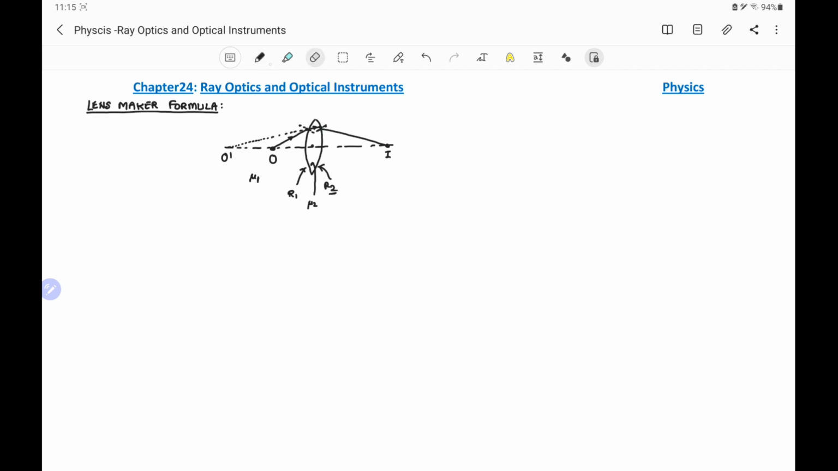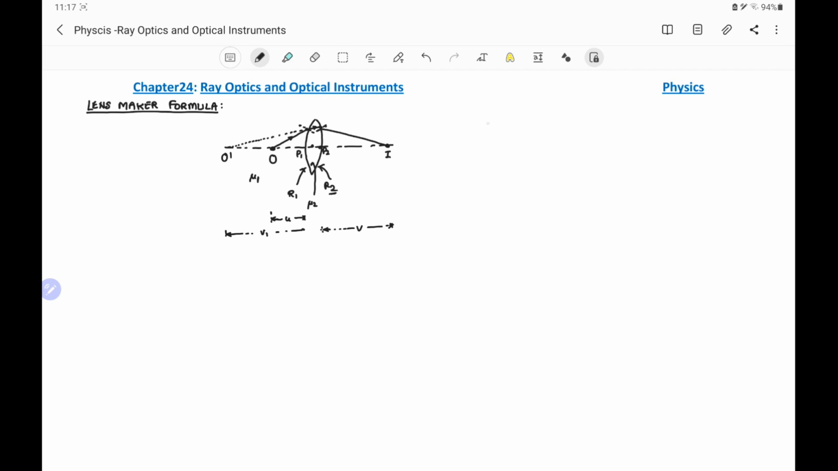Suppose the distance of the object from the first surface is u, the distance of O dash from the first surface is v1, and the distance of the image from the second surface is v. Considering the lens is a thin lens, the points P1 and P2 may be treated as a coincident point, so distances are measured from the common point.